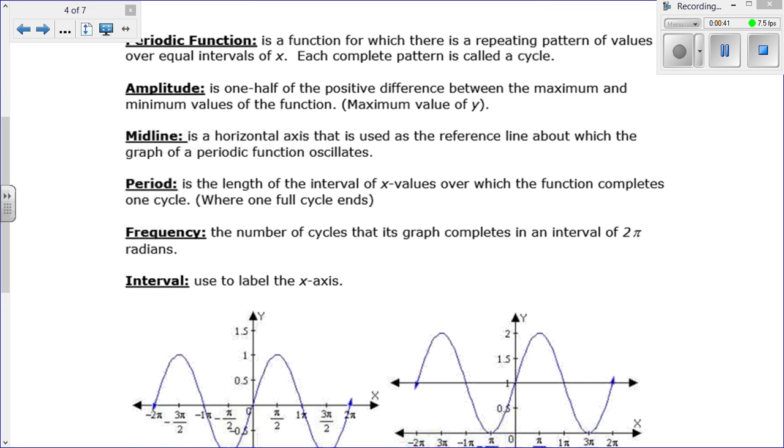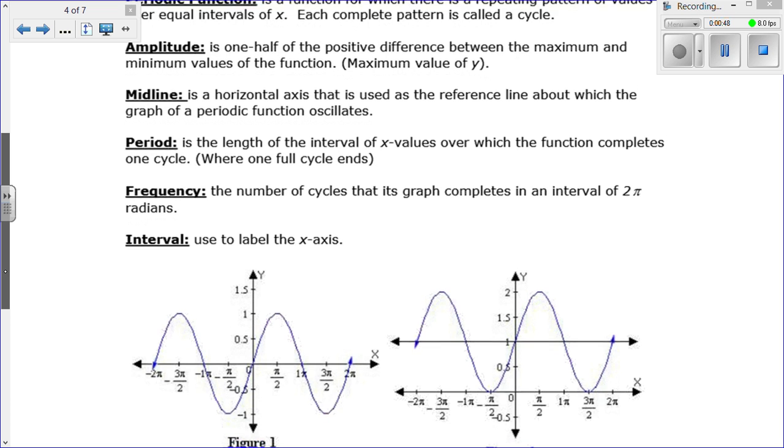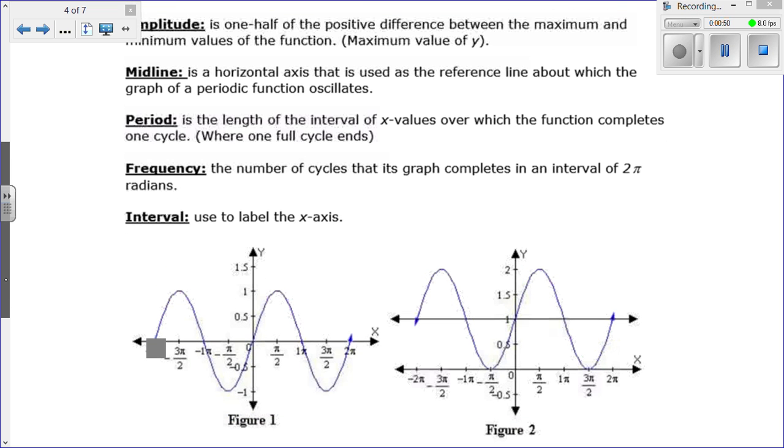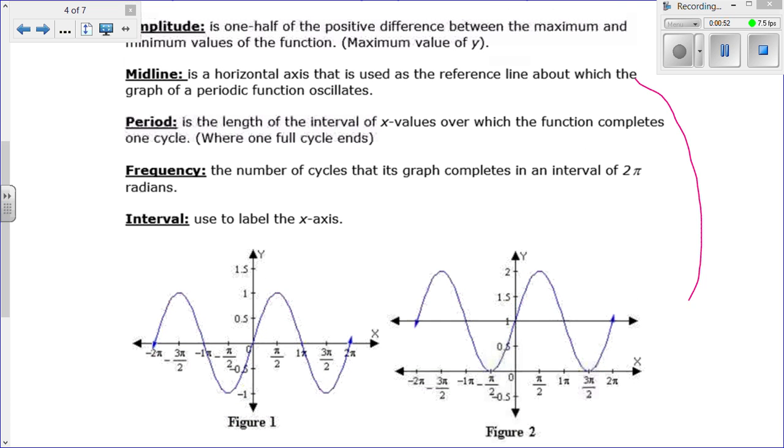A midline is a horizontal axis that is used as a reference line about which the graph of a periodic function oscillates. Down here, this would be considered the midline. Most of the time we see it as the x-axis, but every once in a while we could shift our graph upwards, and then the midline would be there.